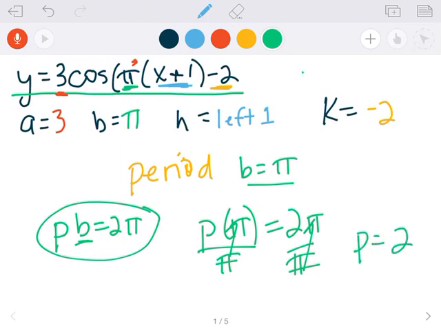That is different than a lot of problems we've seen in the past with these, where we don't have pi in the length of a cycle, but I'll show you how that works on the next screen here.